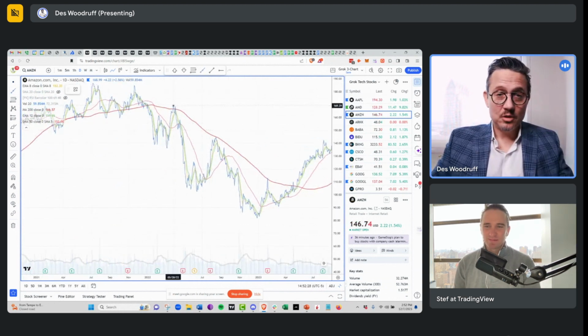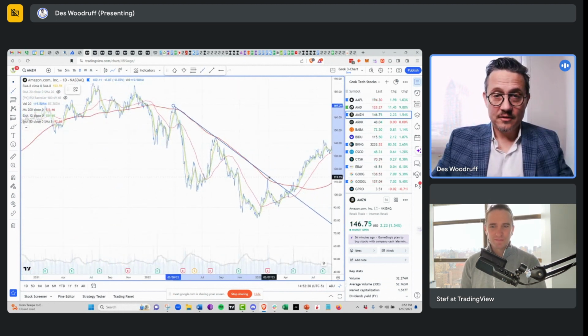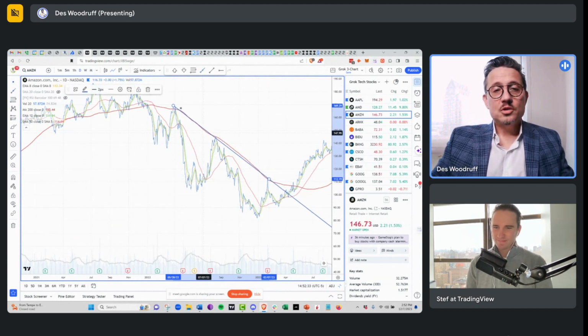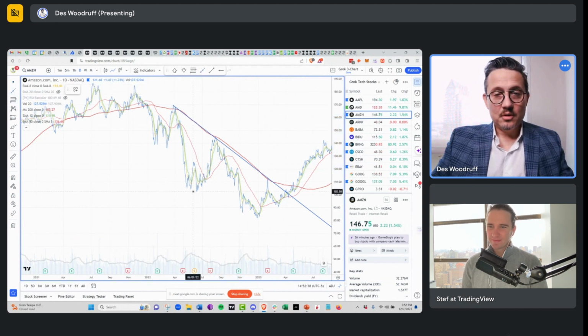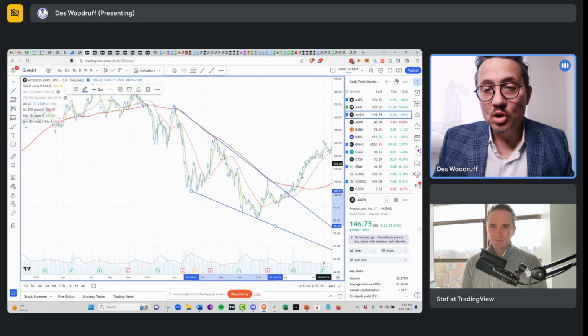100%. What's nice with TradingView is my trend lines do get saved, right? Which is really, really cool. So we have this falling wedge. If I were to draw this here, you can see the wedge. It's a falling wedge, really bullish.